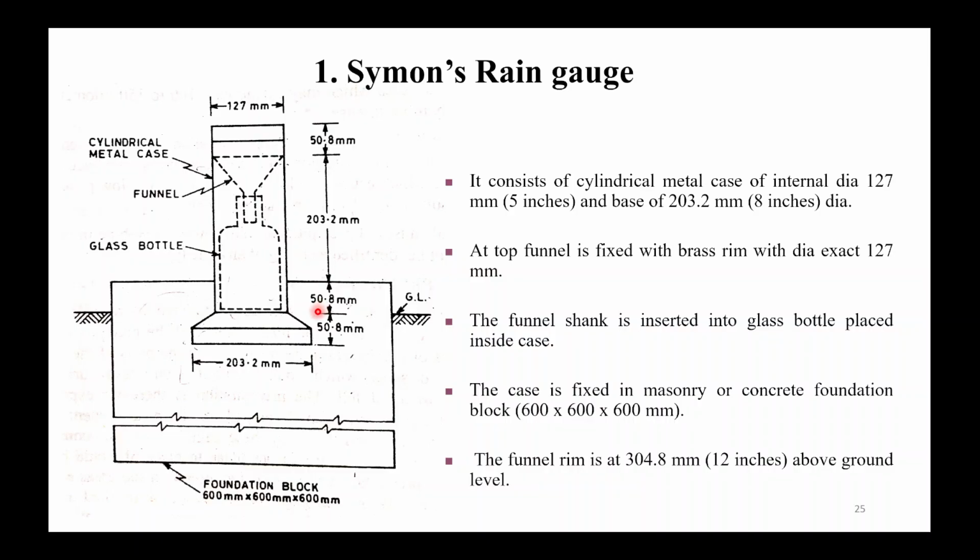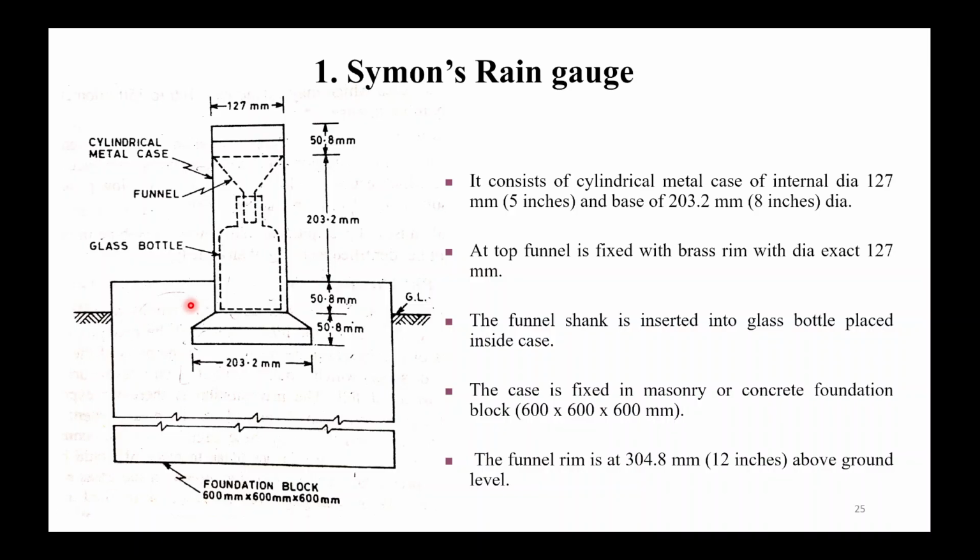Okay, so what will happen when the rainfall is occurring? It is intercepted by this funnel and directed into the glass bottle. Then every morning at 8:30 a.m. you want the 24-hour rainfall data. The operator has to be present manually at the site. He will take out this bottle, and with the help of standard measuring glasses, he will measure the rainfall in mm or centimeter which has occurred.